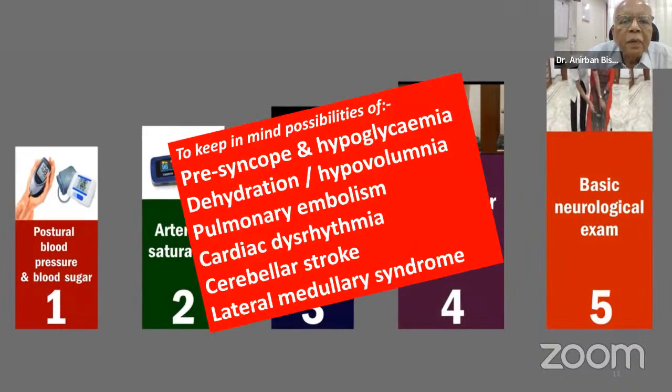Then keep in mind the possibilities of presyncope or hypoglycemia, dehydration or hypovolemia, a pulmonary embolism. That is why we ask for the arterial saturation and pulse rate. Then cardiac dysrhythmias, you need to see the pulse, cerebellar stroke, and lateral medullary syndrome. You see, these things you have to keep in mind whenever the patient is coming to you with acute vertigo.